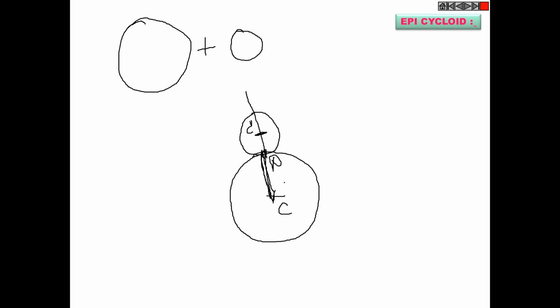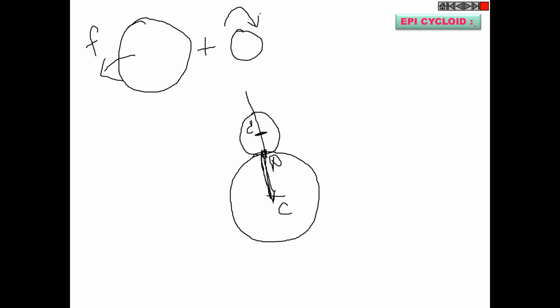Now remember one thing, if you want to get an epicycloid, this bigger circle is always fixed and this smaller circle rotates. For one complete rotation, only then will you get one epicycloidal teeth profile. For the second rotation of the circle, you will get the second teeth profile. For the third rotation of the smaller circle, you will get the third teeth profile.